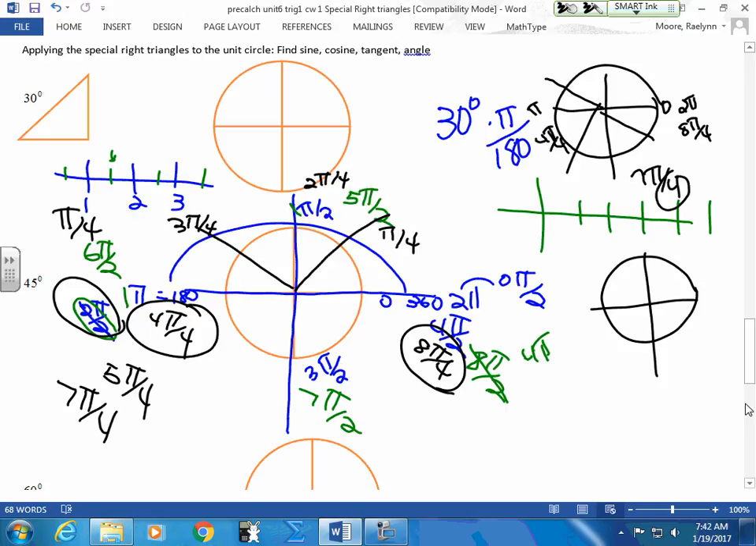Over 4? So then this is 4 pi over 4. This is 8 pi over 4. Where do I find 7? Right there. There's my angle.